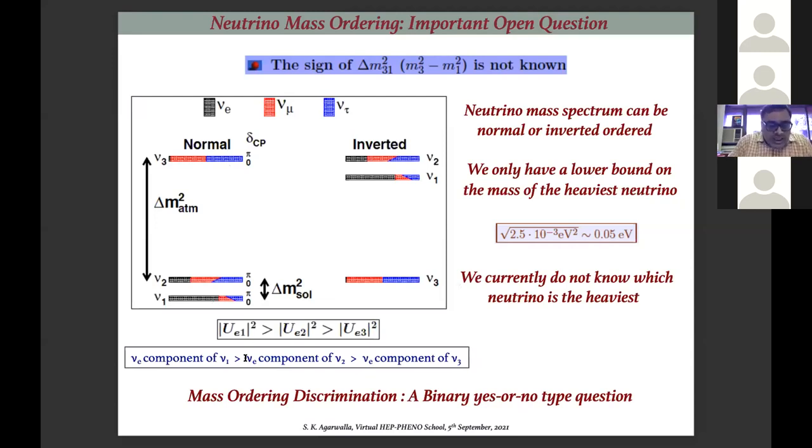Okay. So I want to just point out here that the νe component of ν1 is larger than the νe component of ν2, which you can see from here, and the νe component of ν3.